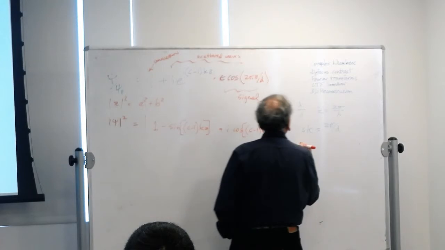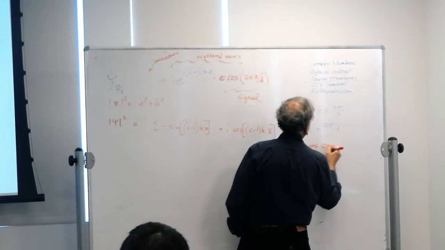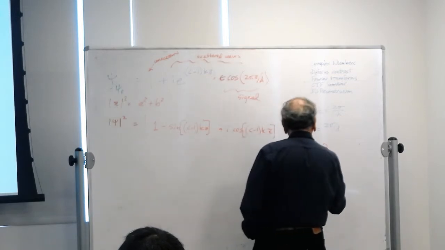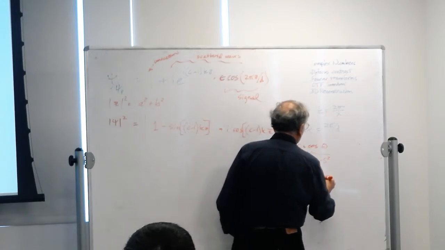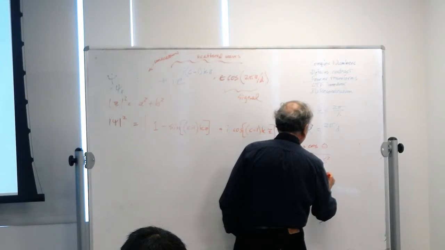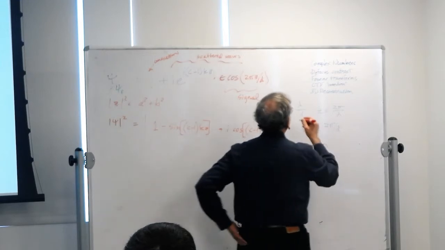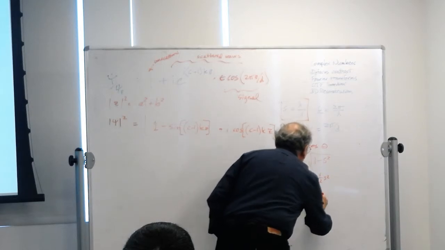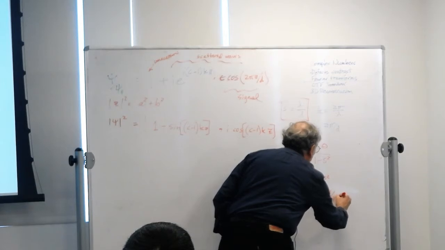So c is cosine theta, which means it's equal to 1 minus sine theta squared, which by approximation is about 1 minus 1 half s squared. Finally, if we plug all those things in and remember that s is lambda over d, we get 1 minus 1 half lambda squared over d squared.